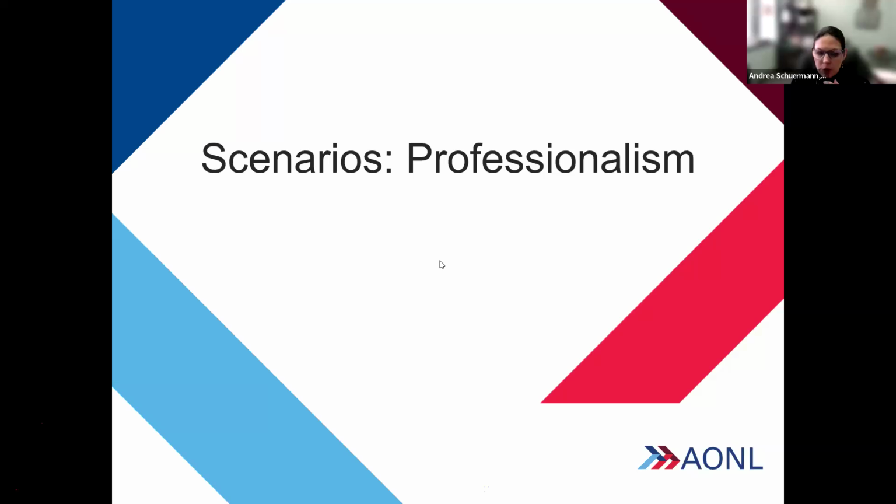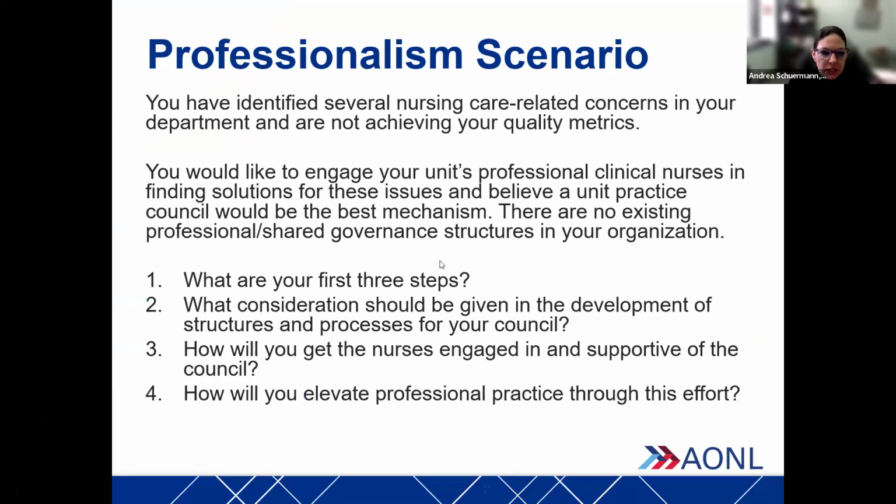All right, so now we're going to wrap up with just a scenario here. And this looks at a way to leverage all of what we learned here. So I'm going to go ahead and put that on there, and we're going to talk to this as a group. So you've identified several nursing care related concerns in your department and are not achieving your quality metrics. You'd like to engage your unit's professional clinical nurses in finding solutions for these issues and believe a unit practice council would be the best mechanism.